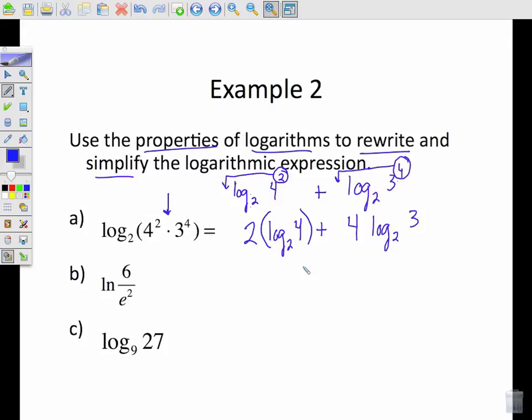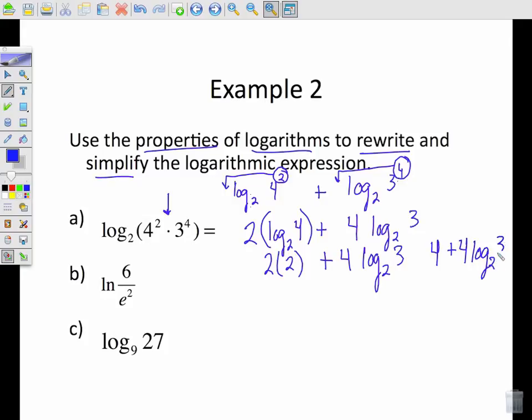Right here, you got log base 2 of 4. Well, that is equivalent to 2. This is 2 right here. So it's 2 times 2, plus 4 log base 2 of 3. Final answer, you got 4 plus 4 log base 2 of 3.